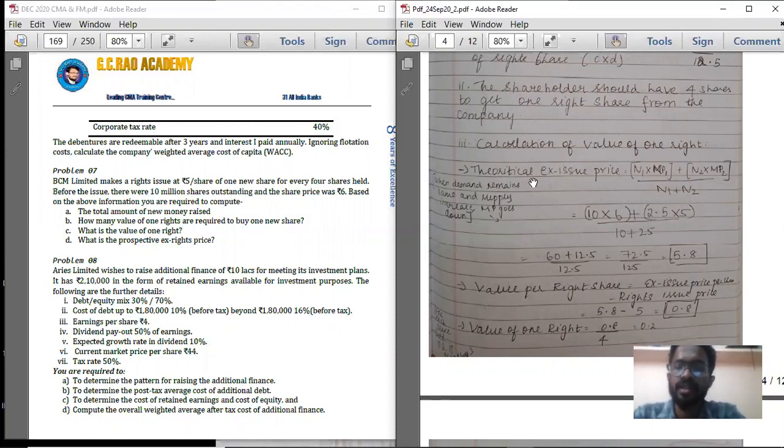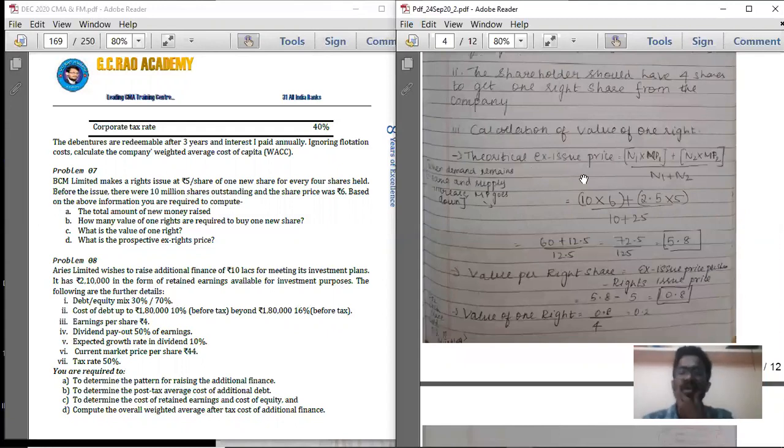So what is this theoretical ex-issue price? Market value of shares before issue, plus the issue value of right issue shares. If you add both and divide it by total number of shares, you will get the theoretical ex-issue price. From the theoretical ex-issue price, if you deduct the right issue price, you will get value per right share. And from value per right share, you multiply by the number of shares, that is 4 shares, you will get value per one right. We'll just do the formula so that you will understand this.